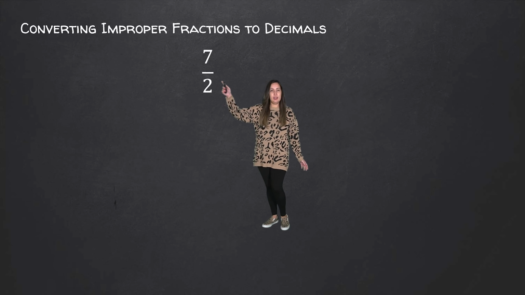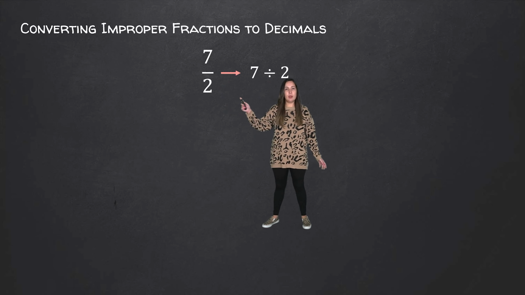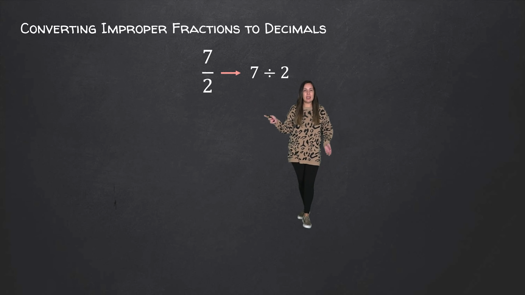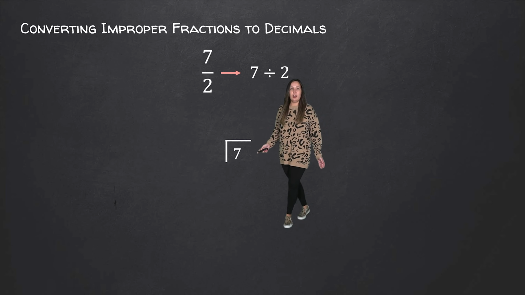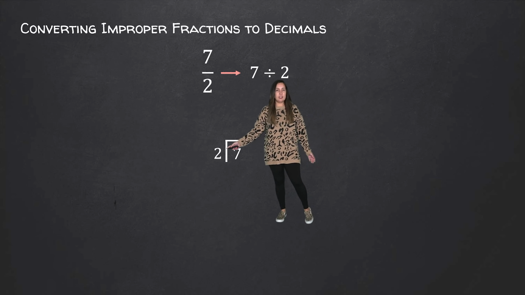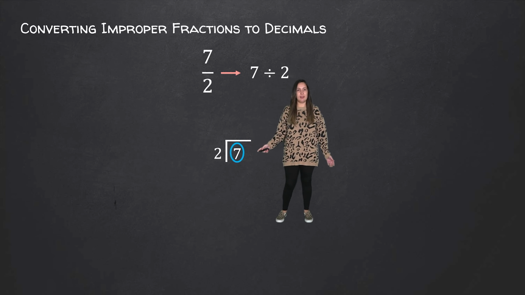Because here, when we have a fraction, we're actually dividing the numerator divided by the denominator. And if the numerator is bigger, then we're going to have a value that's greater than 1. So here, our dividend is our numerator, and our divisor is our denominator. And we ask ourselves, how many times does 2 go into 7?